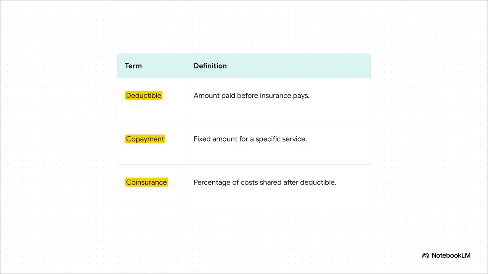When it comes to health insurance, you have to know these 3 cost-sharing terms inside and out. The deductible, that's the chunk of money you have to pay first before the insurance company pays a dime. A copayment, or copay, is that flat fee you pay for a service, like $25 every time you see the doctor. And then there's coinsurance. That's the percentage of the bill you split with the insurer after you've paid your deductible.